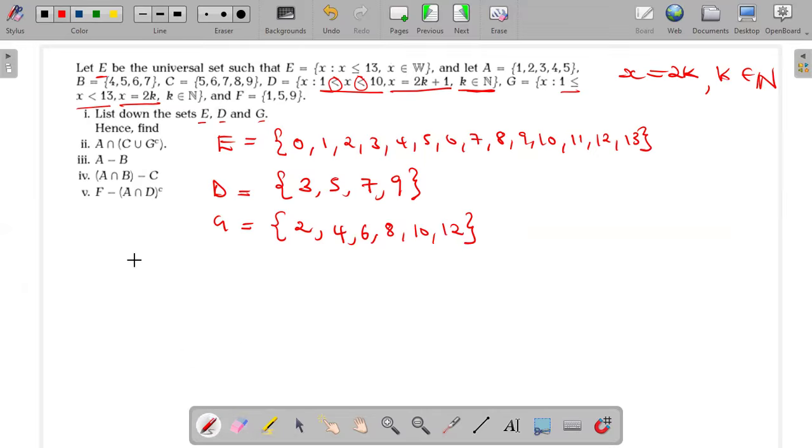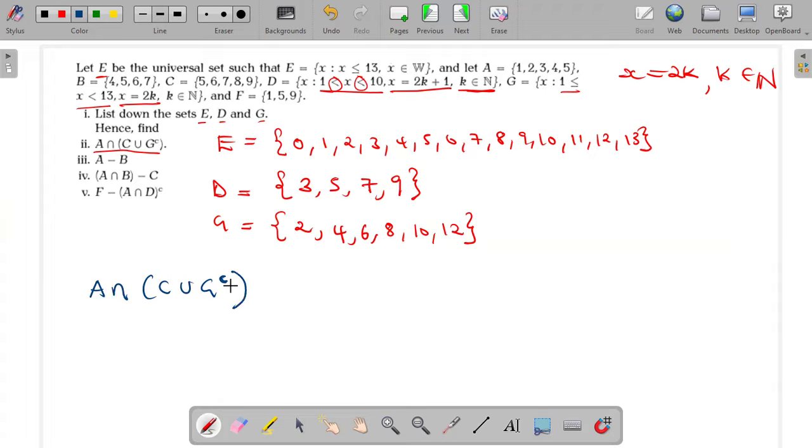Next, they're telling us to find A intersect C, union G complement. So this is how we're going to do that. You have A intersection C, then union G complement. The C here, in the exponent of the G, is just standing for complement.